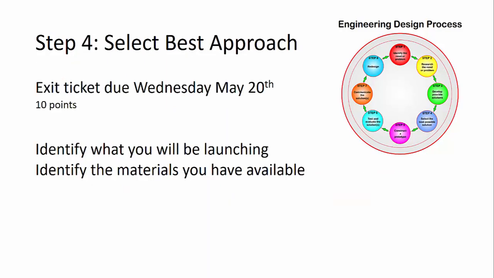Select your best approach. So by Wednesday this week, the 20th, there's a Google form. It's an exit ticket like we've been doing, both used for attendance, and you get 10 points here. Identify what you're going to launch, so whether that's a golf ball, cotton ball, penny, piece of candy, whatever that is, and then identify the materials you have available.